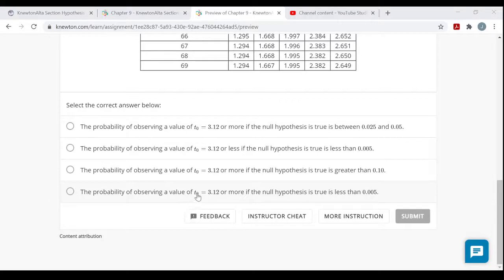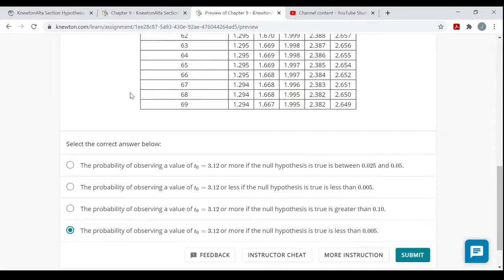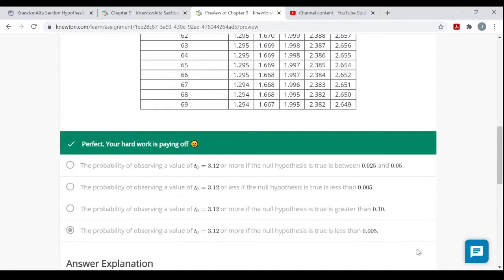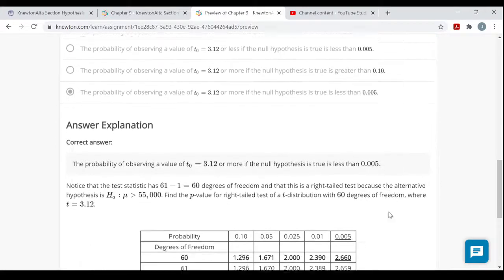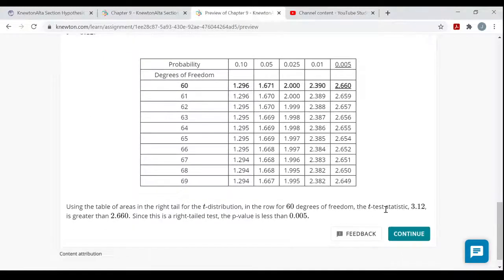And the probability of observing this or more, which would be a right-tailed test, is less than 0.5%, which is what we saw. Right? When I used my calculator and when I looked at this table, we can see that p-value, that area to the right of 3.12, is definitely less than 0.5%. So that's the only one that makes any sense, the only one that fits our values, and that's all they're asking us for here. They're not asking us to reject or fail to reject the null hypothesis, that'll all come later when they put all the steps together.